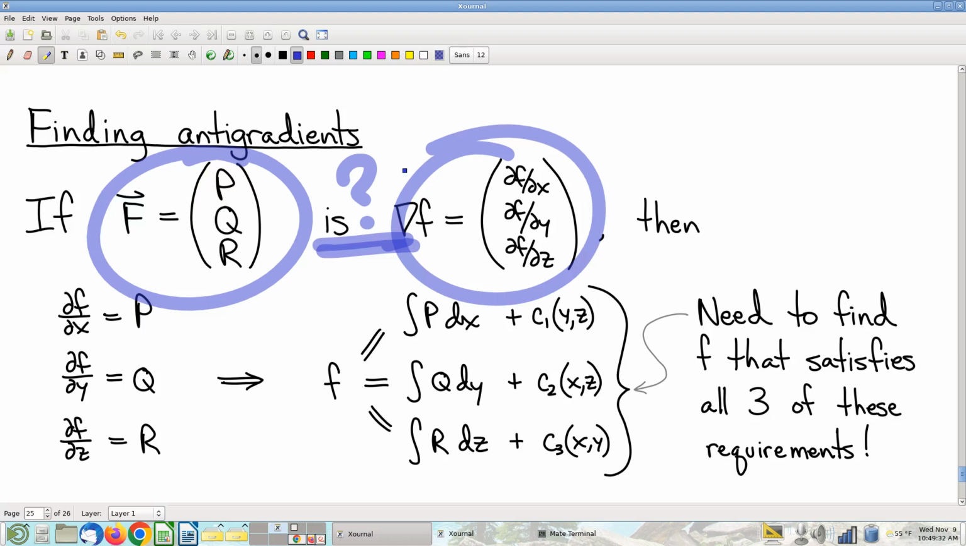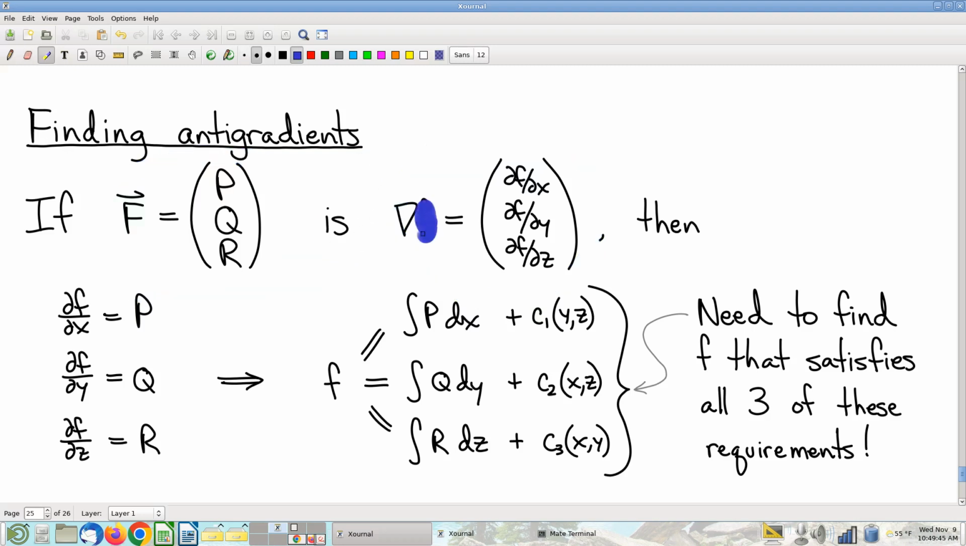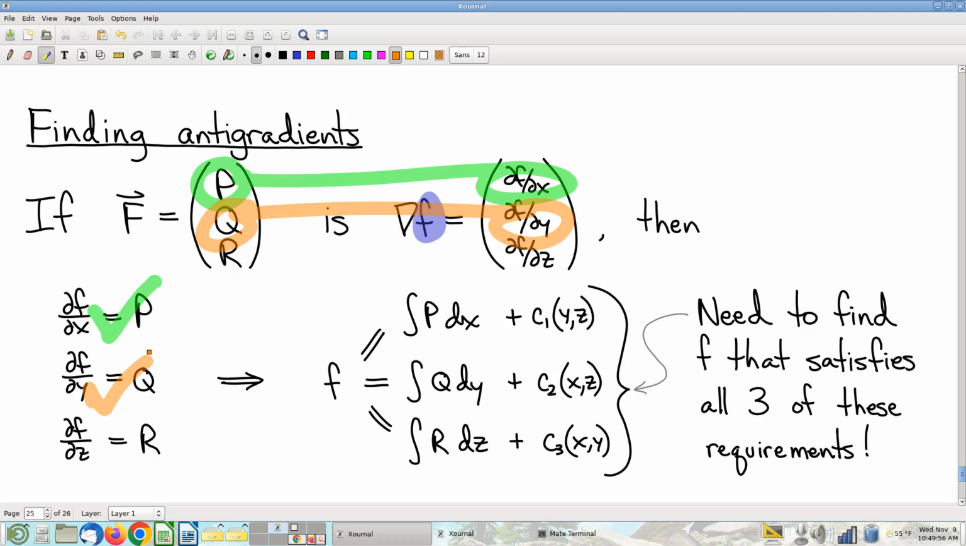Well, a vector field has components. If it's a gradient, this is what a gradient is. And so the question of whether the vector field is a gradient boils down to the question of, can I find a function for which P is the x partial, Q is the y partial, and R is the z partial, right? This is what I've got to do.